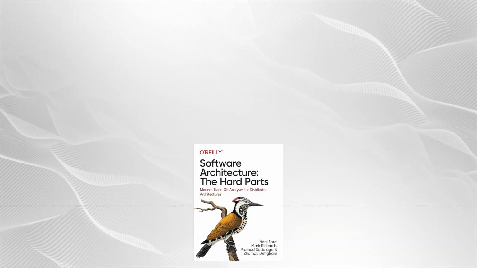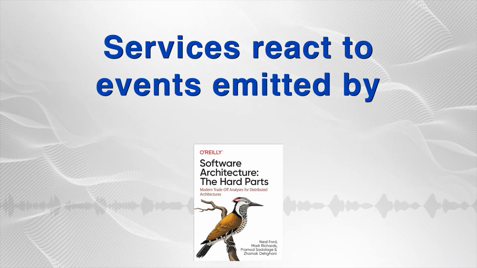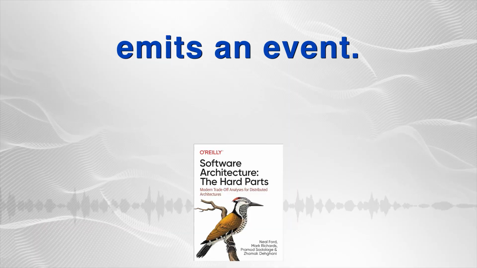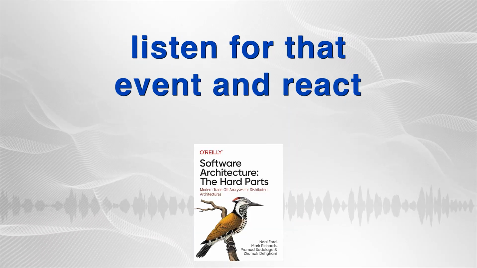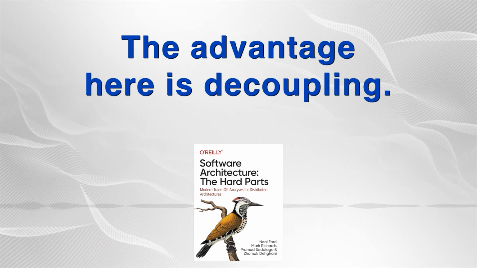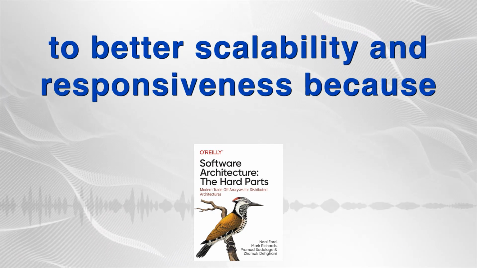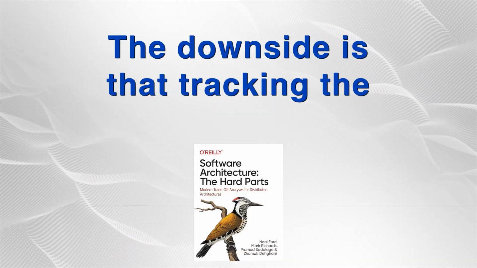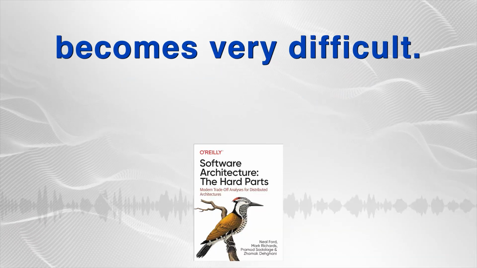And the alternative? Choreography. Choreography is decentralized. Services react to events emitted by other services. Service A finishes its work and emits an event. Services B and C might both listen for that event and react independently, perhaps emitting their own events later. The advantage here is decoupling. High decoupling, yes. Which typically leads to better scalability and responsiveness because services aren't waiting on each other directly. The downside is that tracking the overall state of a complex process becomes very difficult.